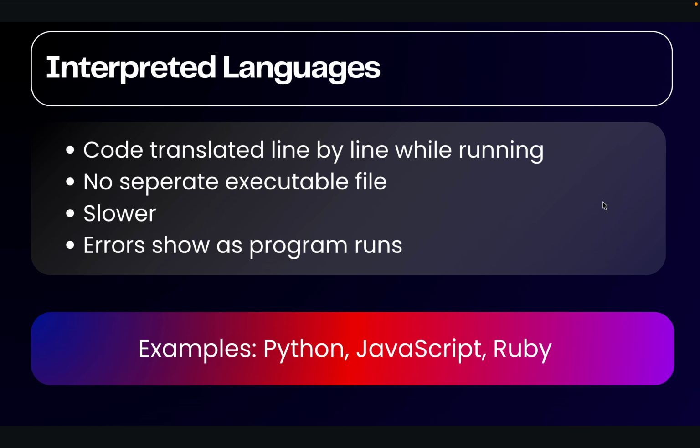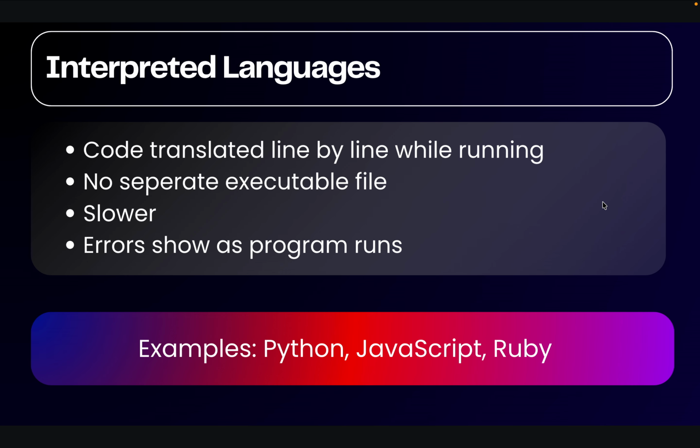So, the first way of translating is having an interpreted language. So, the code is basically translated line by line as it's running. So, it doesn't create a separate file that can be run after it's translated. It just runs it and translates as the code runs. And obviously, this is slower because think about if you have a massive program with over 200 lines of code, that might take some time. And errors will show as the program runs. So, languages like Python, JavaScript, and Ruby are going to be interpreted languages. So, if you have some background with Python, that is an interpreted language.